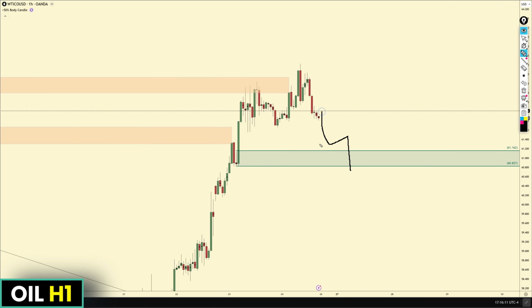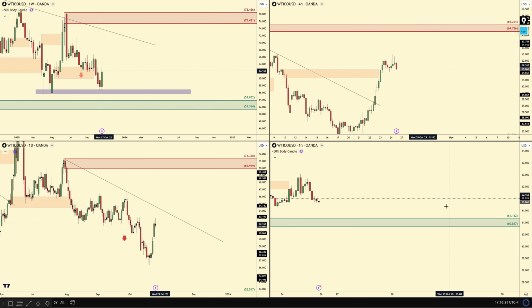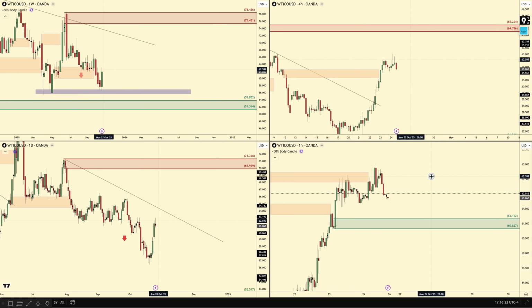Me personally, I would rather wait for that to be removed, hopefully leaving us with a great 1-hour supply zone for a shorting opportunity. So it's all going to revolve around this 1-hour demand zone as far as the 1-hour chart view goes here on crude oil.